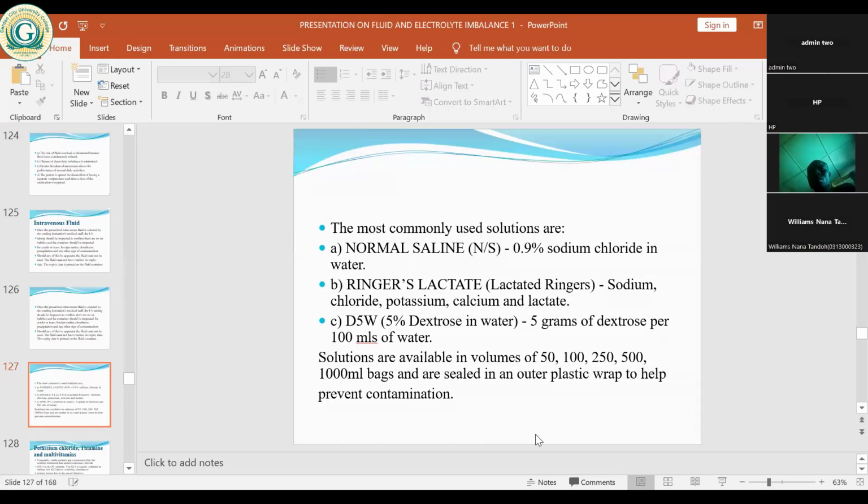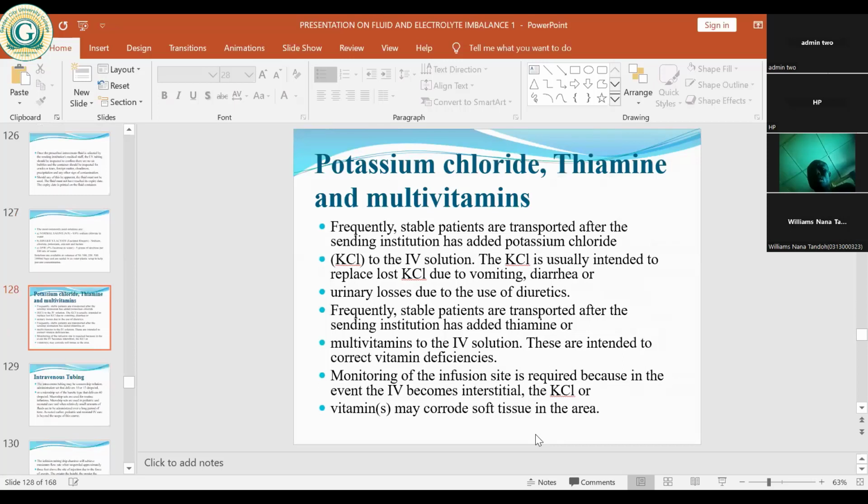So they are sealed in an airtight plastic wrap to prevent contamination. If it is cracked, broken, or torn, don't use it. Potassium chloride, thiamine, and multivitamin.